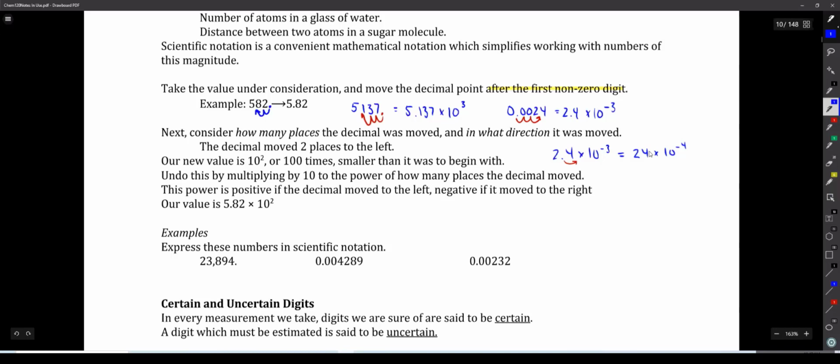These two are equal. But what's technically the difference? The difference is the one on the right is what I call proper scientific notation. That's how you're supposed to do it, because the decimal is after the first number that's not 0. This is not proper scientific notation right here.